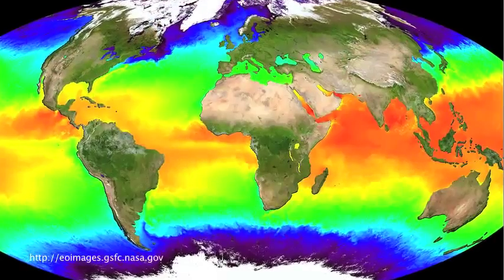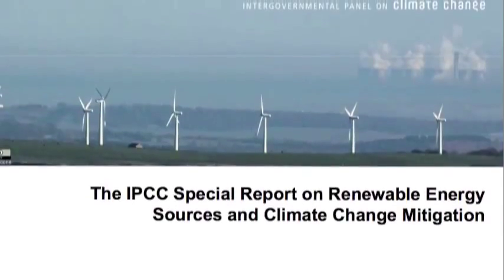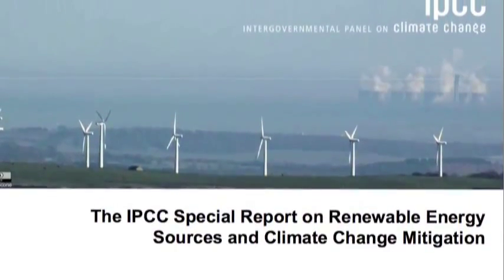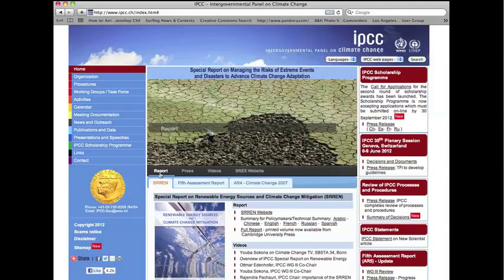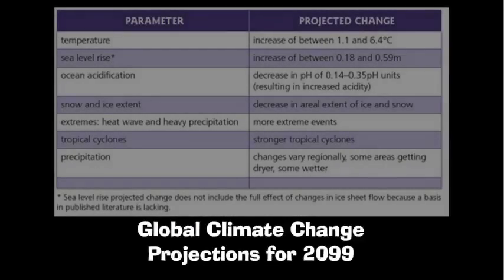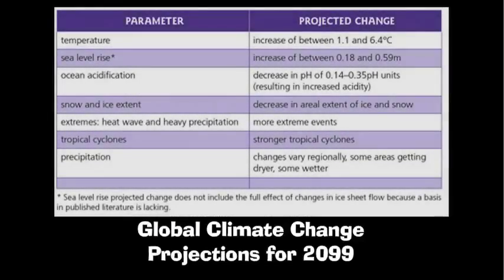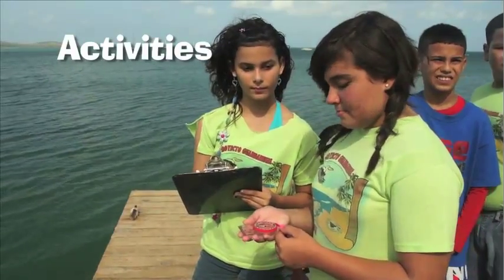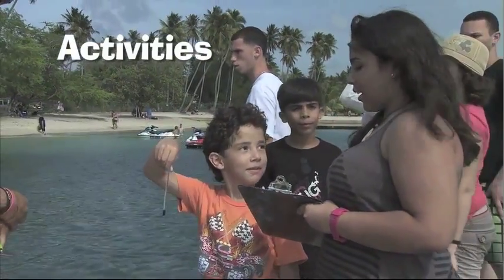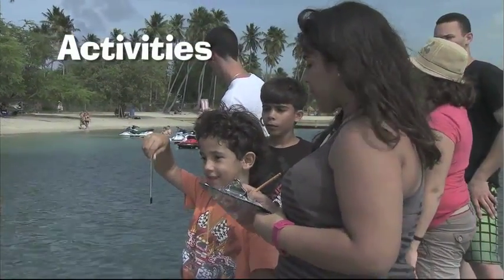The Intergovernmental Panel on Climate Change, IPCC for short, is one of the more precise sources of information on climate change. The IPCC's reports are available on the website www.ipcc.ch. This table, prepared by this panel in 2007, presents climate change projections for 2099. You can also develop activities that will allow you to understand climate change and to identify the ways in which you can respond. Here you will be taught how to do so.